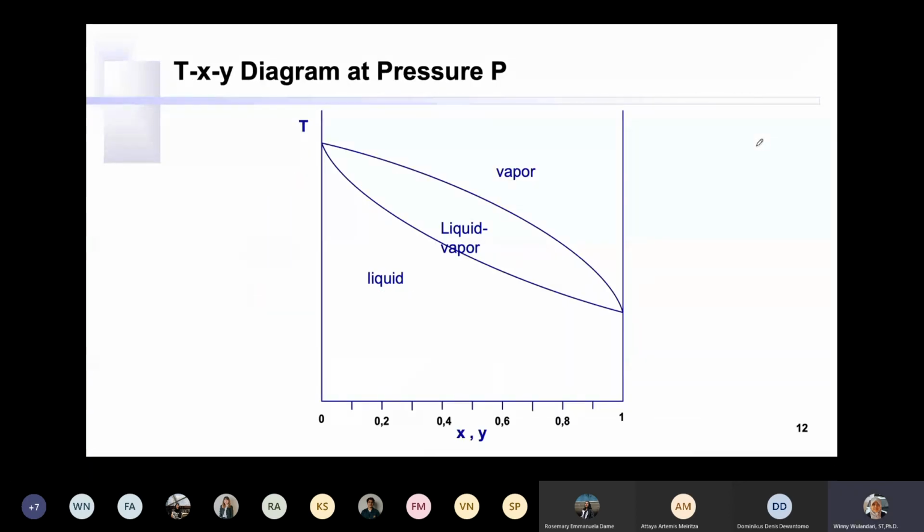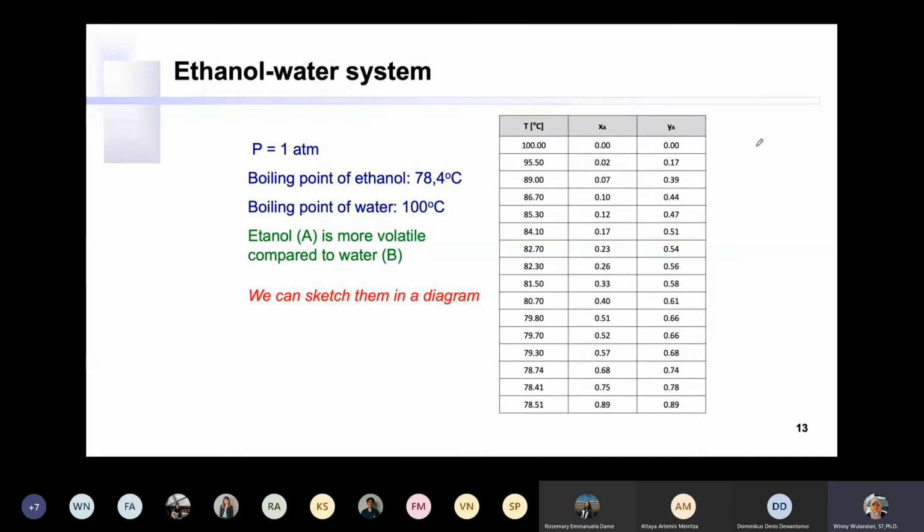Okay, so this is an example of an ethanol-water system. For example, at a pressure of 1 atm, the boiling point of ethanol is almost 80 degrees Celsius, about 77.4, and the boiling point of water is 100. A, ethanol, is more volatile than B, and we can sketch them in a diagram if we know the temperature as well as the X and Y.